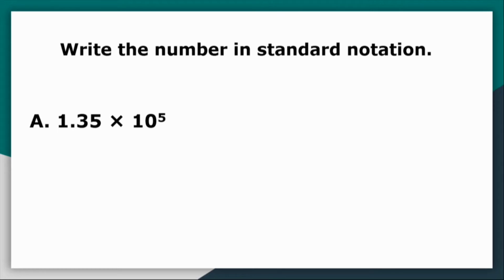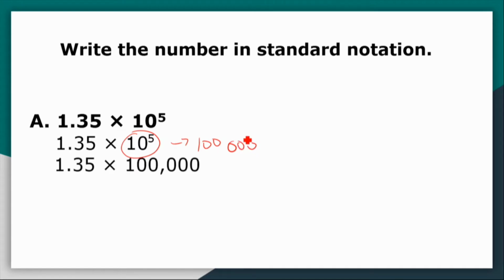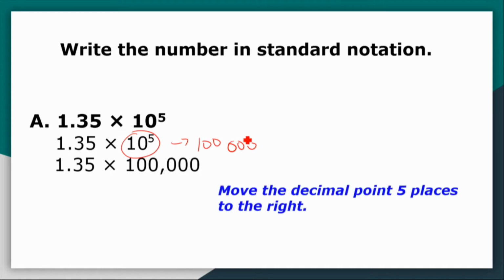First, 1.35 times 10 to the power of 5. Times 10 to the power of 5 means 100,000. So we're asked to multiply 1.35 by 100,000. Simply, we can just move our decimal point 5 places to the right. From 1.35, we move 5 places to the right: 1, 2, 3, 4, 5. So we end up with 135,000.